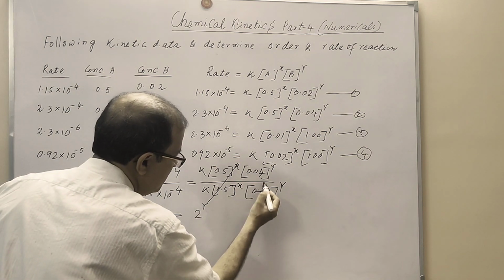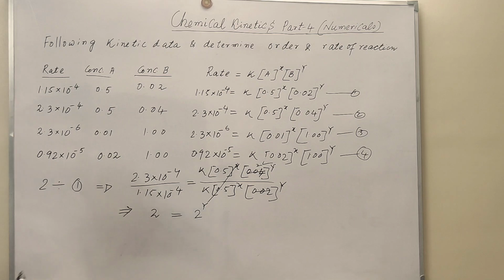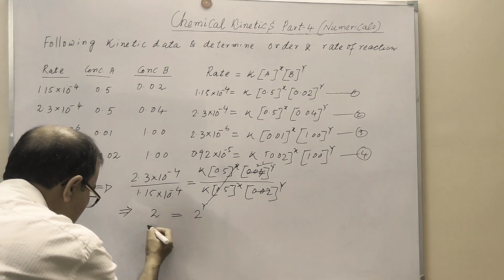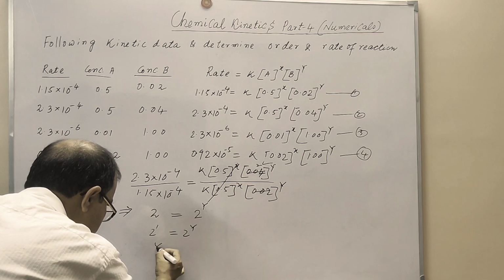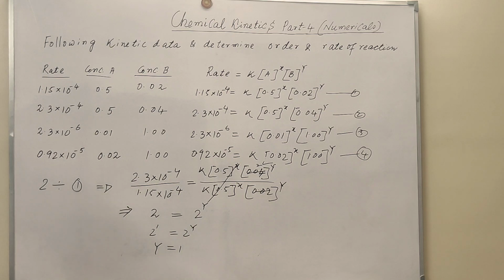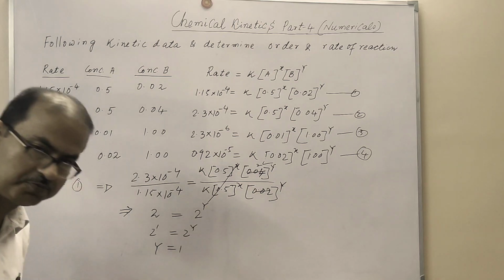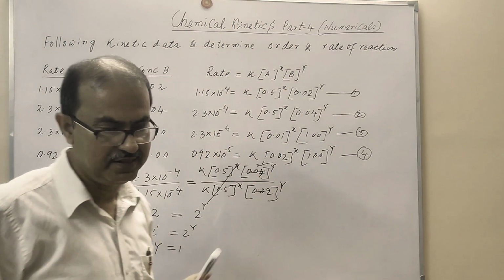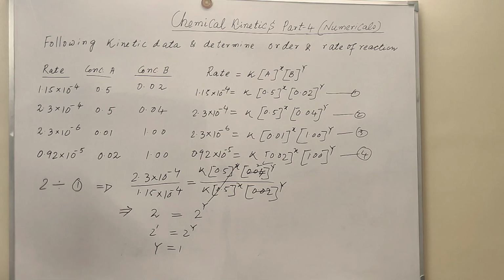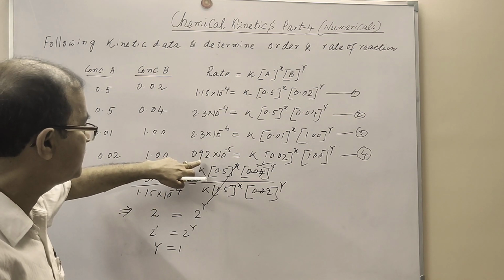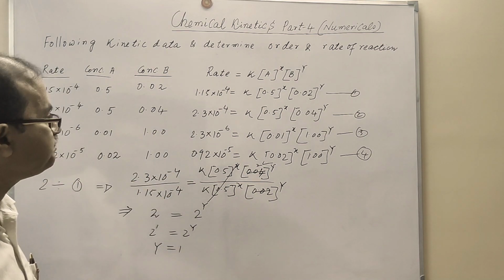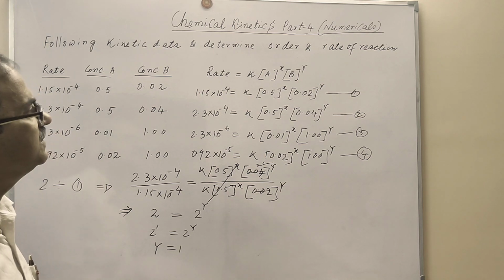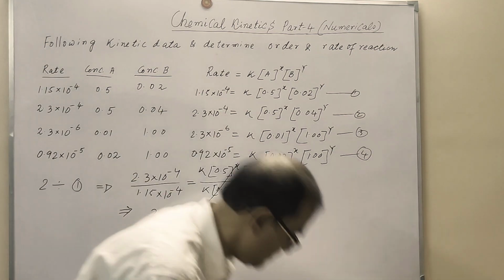Okay, so 2 to the power y. So we can say 2 equals 2 to the power y, so y is equal to 1. Okay, now we have calculated the order of the reaction with respect to B, that is 1. In a similar way, by dividing 4 by 3, we can also calculate the order of the reaction x.